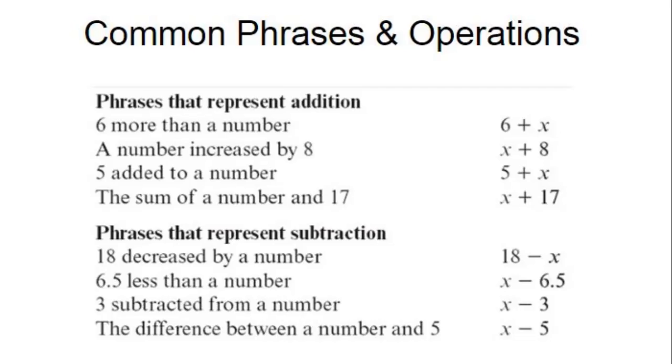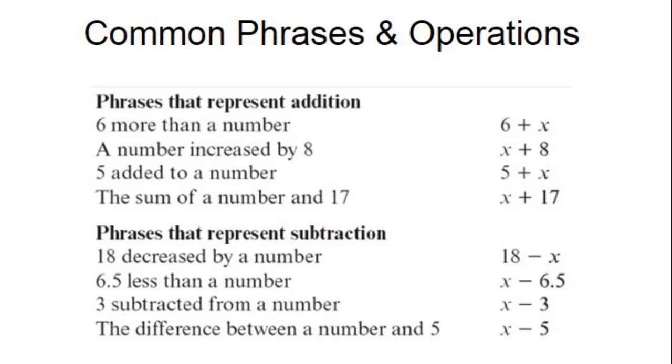Say if the statement was a number increased by 8, so I can write, okay, there is a number, which is x, and it is increased by 8. So I can write it as x plus 8. 5 added to a number could be written as 5 plus x. The sum of a number and 17. So the sum of what? A number and 17. If x is an unknown number, then x plus 17 is the mathematical way of writing the phrase the sum of a number and 17.